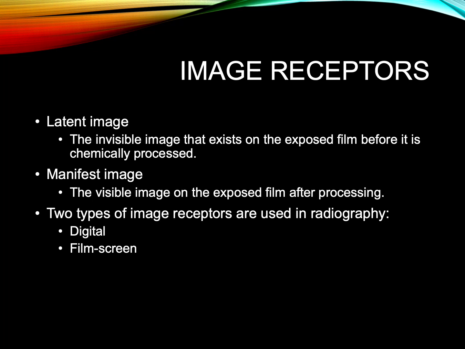With image receptors, less than 5% of the primary beam interacting with the anatomic part actually reaches the image receptor, and an even lower percentage is used to create the image. The exit or remnant radiation leaving the patient interacts with the image receptor to create the latent or invisible image. The latent image is not visible until processed to produce the manifest or visible image. There are two types of image receptors used in radiography, which are digital and film screen. We don't see film screen much anymore at any of the clinical sites. You're mainly going to be using computed radiography and digital radiography.